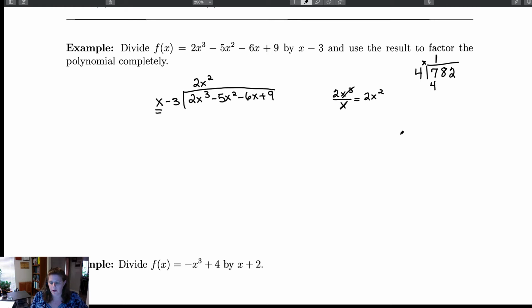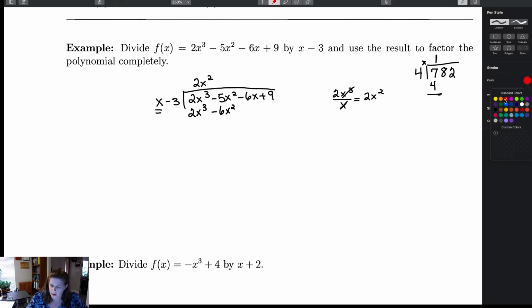Same thing is true in the polynomial side, so now I'm going to multiply. 2x squared times x gives me 2x cubed. Now the polynomial has two different terms, so I have to multiply both. It's like distribution. So 2x squared times negative 3 gives me minus 6x squared. On the number side, what we would do then is subtract. So I'm going to draw a line under, and we are going to subtract the 4 from the 7. So that gives me 3. Then once I have the 3, I'm dropping down this 8 here.